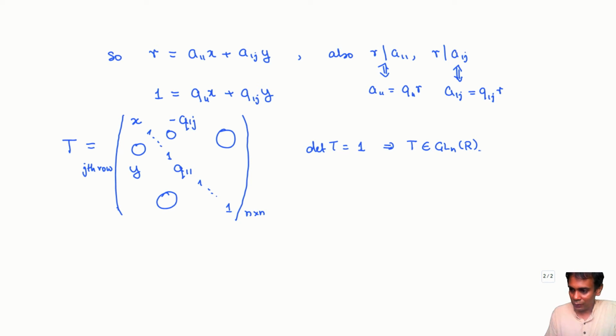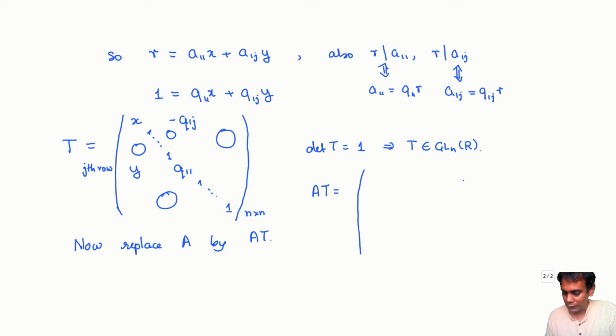Now, instead of doing a column operation, you take A to AT. Then what can you say about the matrix AT? What will be the 1,1 entry of AT? To get the 1,1 entry of AT, I have to take the first column of T and multiply it by the first row of A. And what I'll get is A11 times X plus A1J times Y. So I'll get R over here.